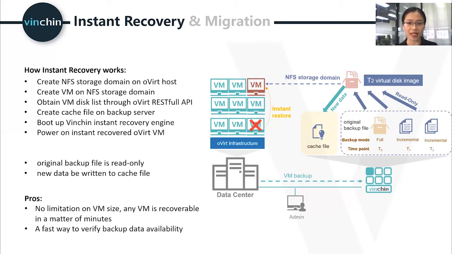Since the backup data is still in backup storage and not yet transferred to production storage, any size VM is recoverable in a matter of minutes. It's also a fast way to verify data availability. When the VM is not in production state, you can migrate both the original backup file and the new data in the cache file from backup storage to production storage using Vinchin Live Migration technology or another migration tool. Let's take a look at how to migrate the oVirt VM data.